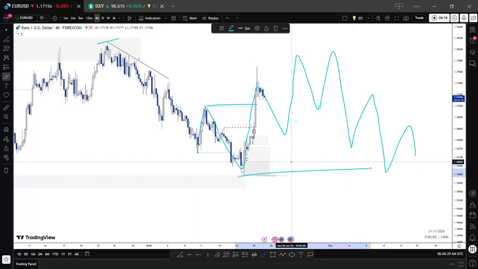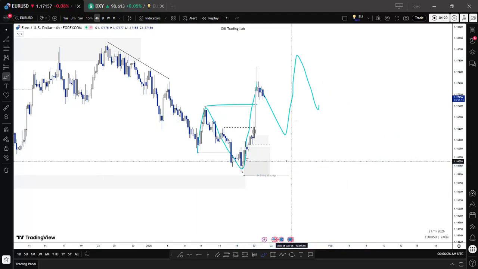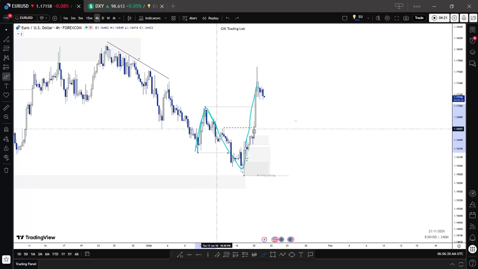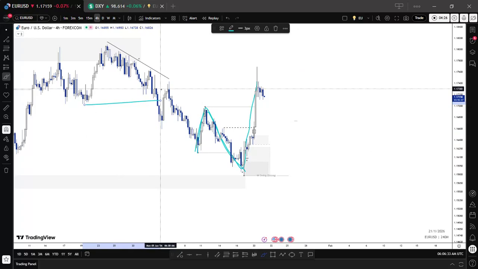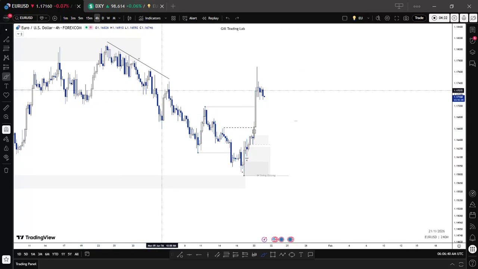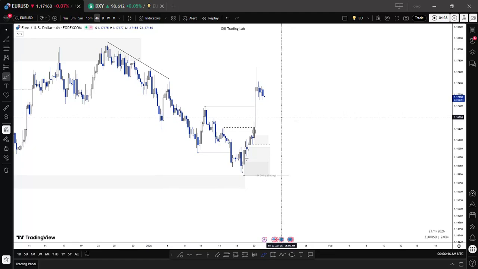But for me, I'm okay with using this as my swing structure. Whenever I see an internal and a swing that are kind of similar, I just label this internal structure as my swing. I don't like straining my head too much.